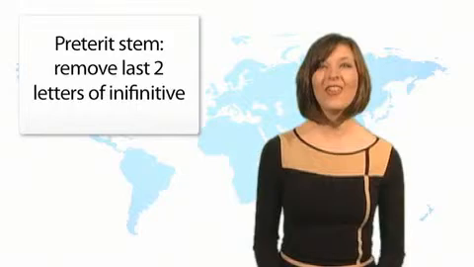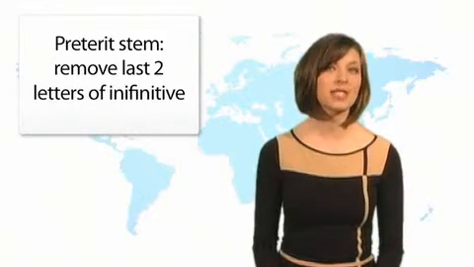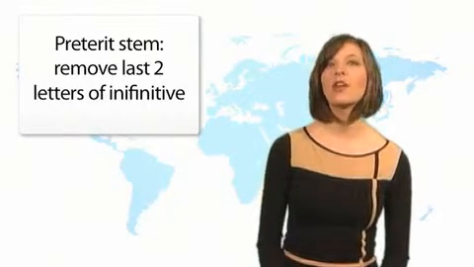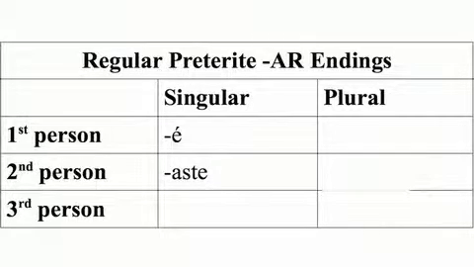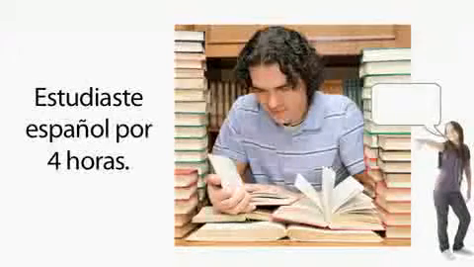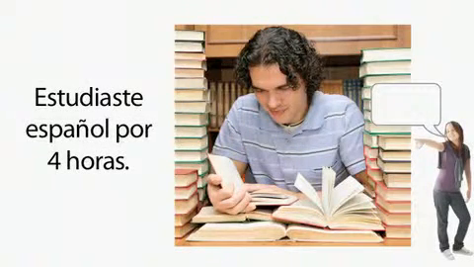Okay, enough jabbering. You need the rest of the endings for the AR verbs. For yo and all of the other verbs, you're going to use the same stem that you use for all of your regular simple present conjugations. But instead of adding an O to the end for the yo form, you'll add an E with a tilde above it. Tomé un taxi. For tú, the informal you, you'll add aste to the end of the stem. Estudiaste español por 4 horas.